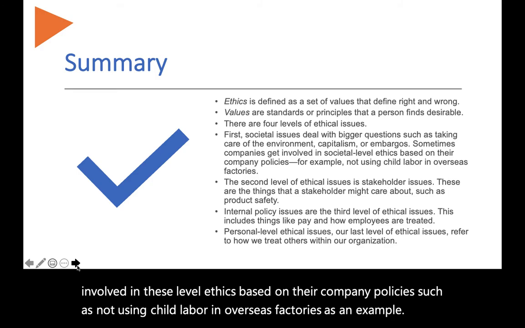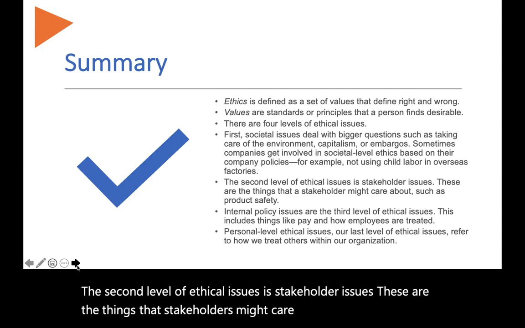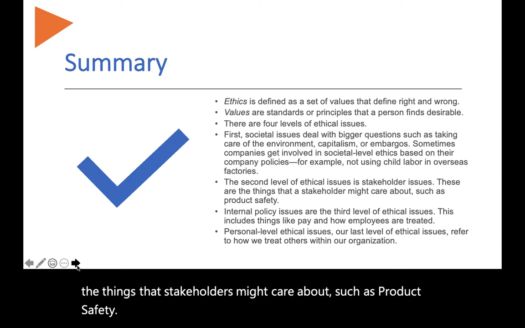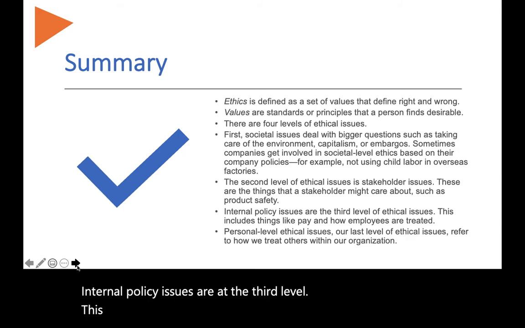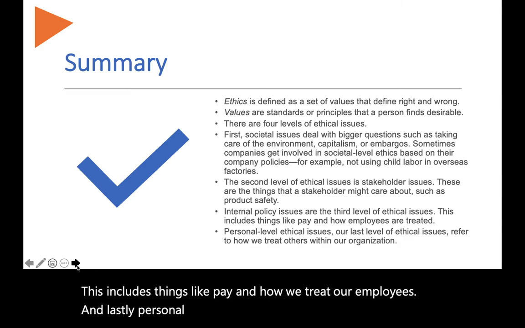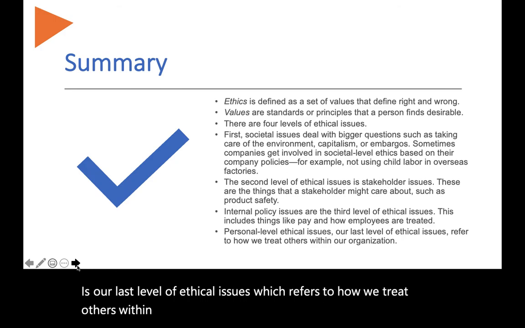The second level of ethical issues is stakeholder issues. These are the things that stakeholders might care about, such as product safety. Internal policy issues are at the 3rd level. This includes things like pay and how we treat our employees. And lastly, personal level ethics is our last level of ethical issues, which refers to how we treat others within our organization.